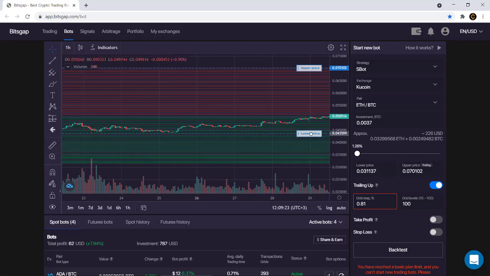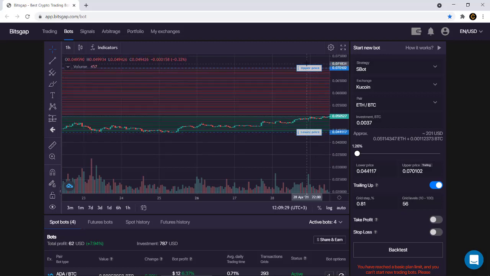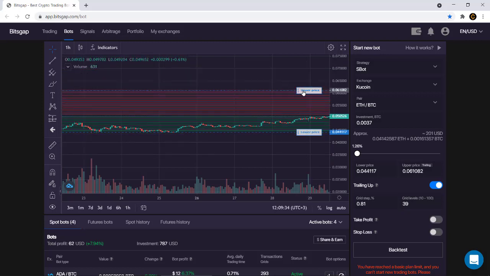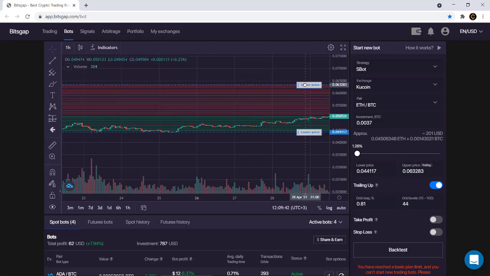So bring up the lower price to the lowest it's been in the last week, and for the upper price, I'm expecting the value of Ethereum to go up more rapidly than the value of Bitcoin. So I'll give it a little more room for Ethereum to go up in value. That way I'll need to have enough Ethereum for all these grids, because all the grids that are in red are sales.